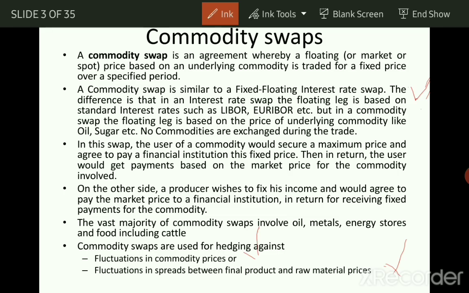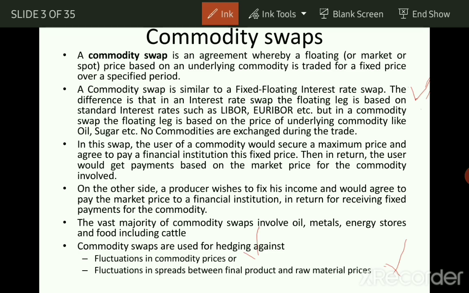Now I am reading the third point. In this swap, the user of a commodity would secure a maximum price and agree to pay a financial institution this fixed price. That's what I have showed you. Then in return, the user would get payments based on the market price for the commodity involved. Now this is the oil company. On the other side, the producer wishes to fix his income and would agree to pay the market price to a financial institution in return for receiving fixed payments for the commodity. So this is how it is done.